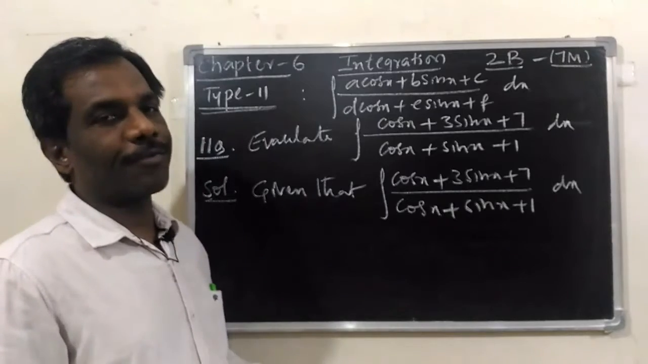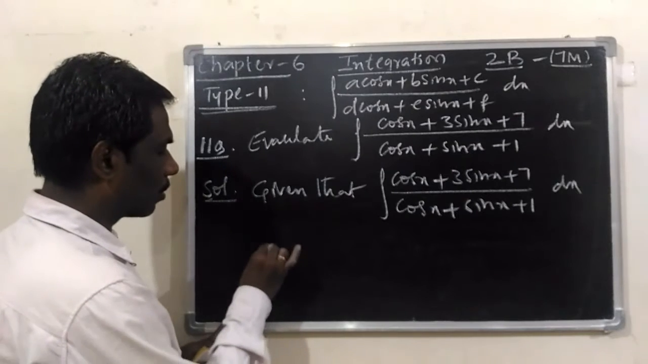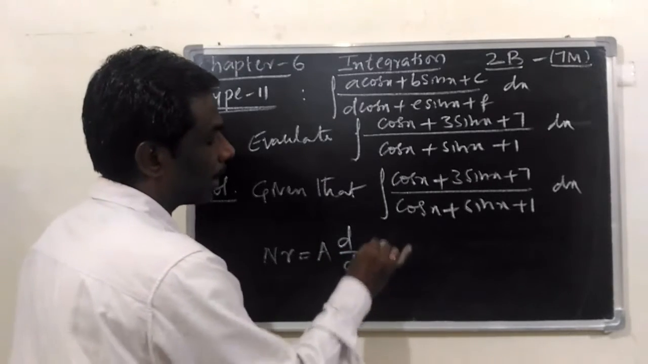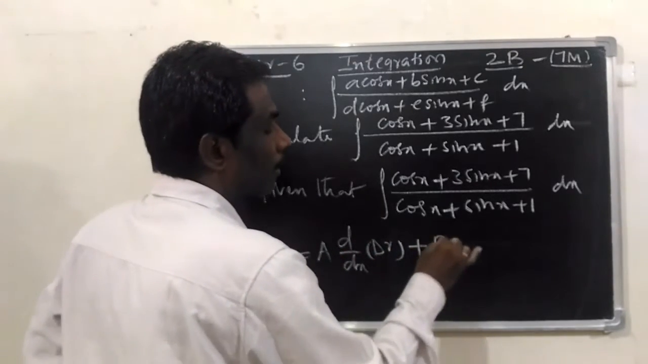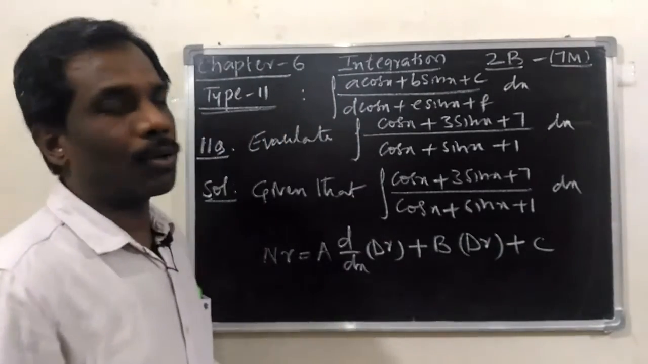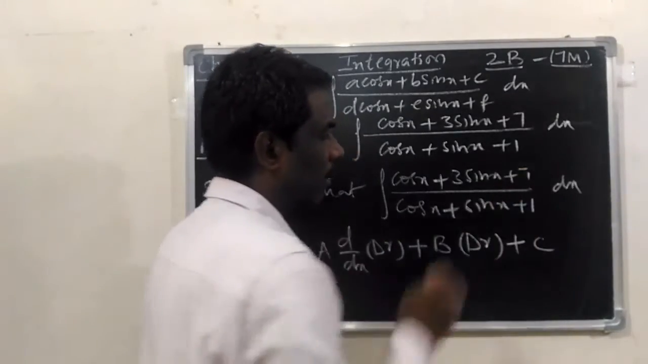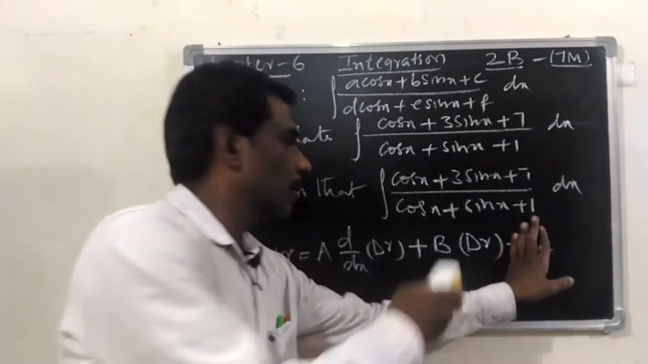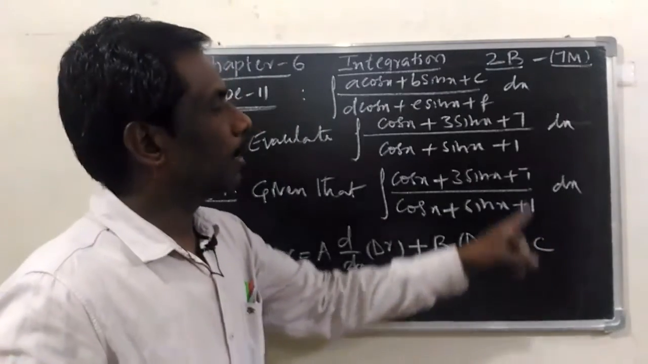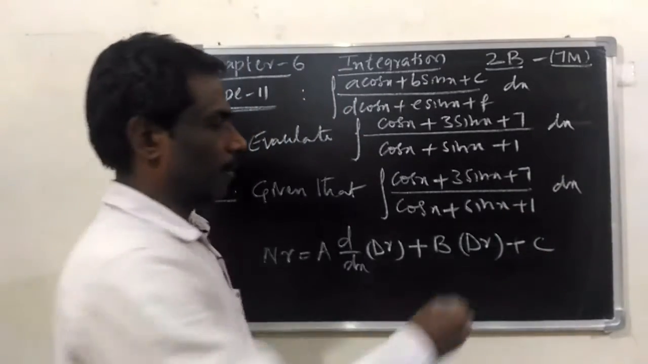The question is in the form of a fraction, numerator and denominator. So here we can write numerator equals a into d by dx of denominator plus b into denominator plus c. Why did I write c here? Because constants are there. If there are no constants, then we stop at a d by dx denominator plus b into denominator. If there are constants in the numerator and denominator, then we write plus c.